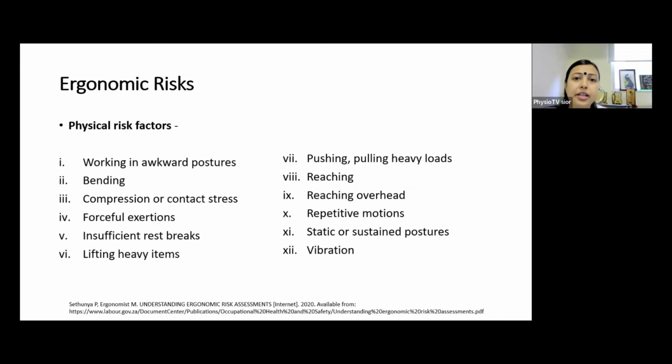So how do we categorize these risks? There will be physical risk factors like working in awkward postures, bending repeatedly, compression or contact stresses, forceful exertions, insufficient rest breaks, lifting heavy items, pushing, pulling heavy loads, reaching overhead, repetitive motion, static or sustained postures, and vibrations also have to be considered.